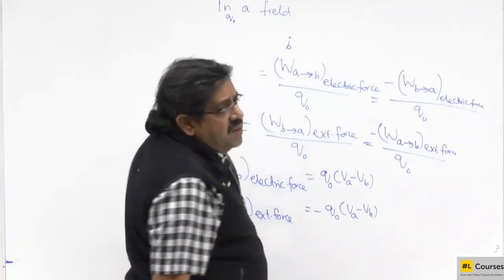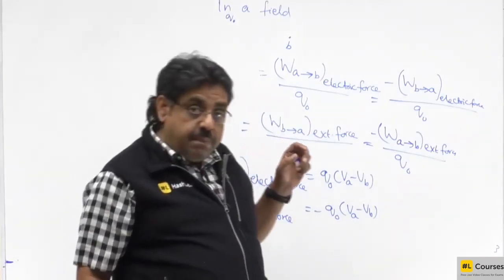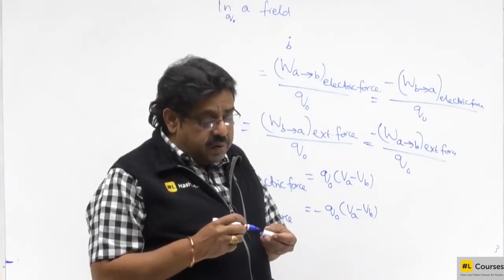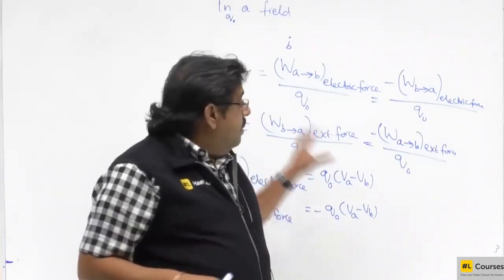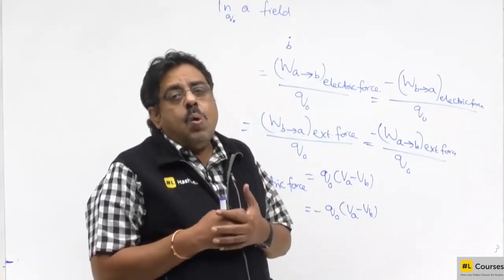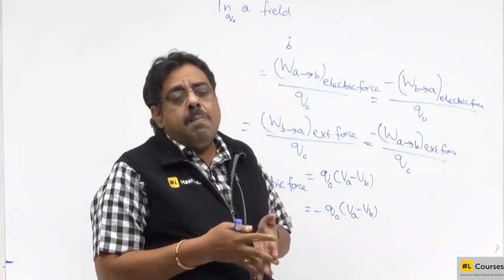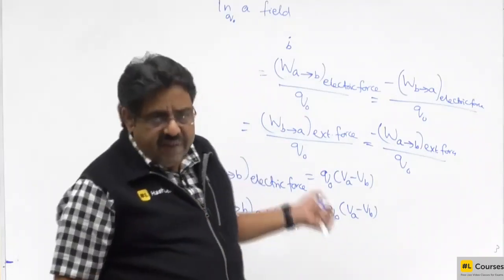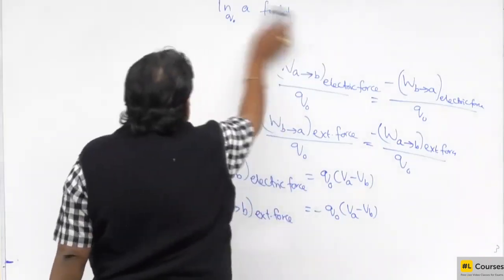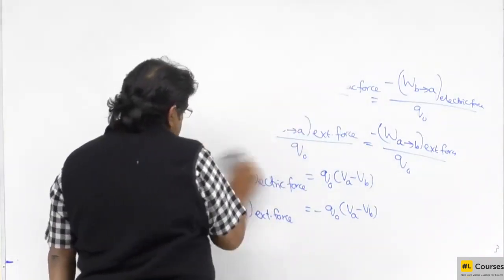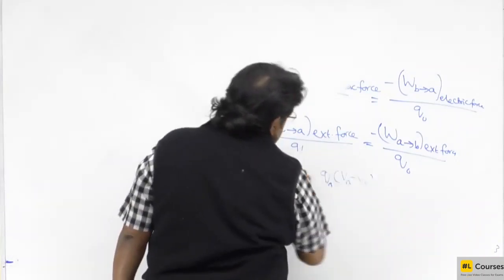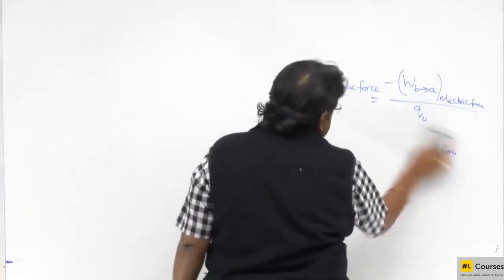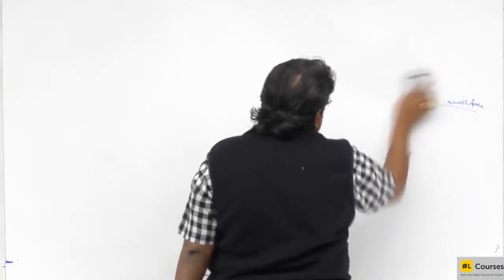Where do you get this from? In the very basic definition. If you are matured enough, slowly when you solve many problems by using these things you will understand. But what is the very basic root of this? Work done by conservative force is minus of UF minus UI. From there we get this. So in all these equations, Q naught, VA, VB, they have to be substituted with sign. Okay.